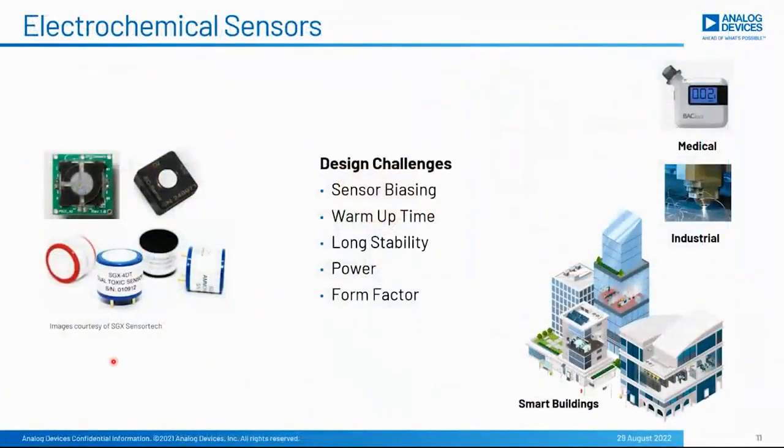Let's move to electrochemical sensors. These sensors are widely used in industrial and medical applications, but are also being adapted into the intelligent infrastructure domain through IoT, etc. One of the most important design challenges is to keep these sensors biased all the time because of their long warm-up and long stability time. Therefore, reducing power is essential for longer battery life. And by the way, these sensors are mostly used for environmental sensing.